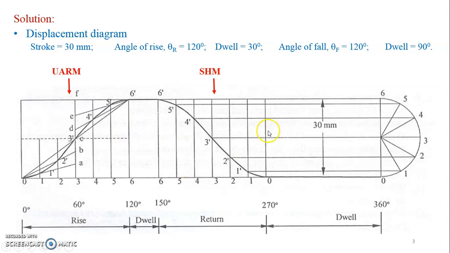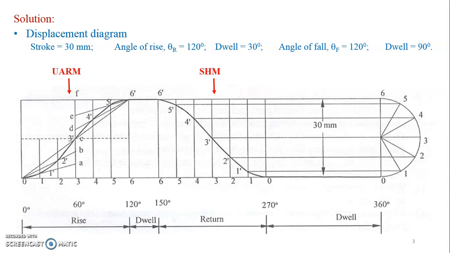Okay, so this is the major type, and most of the problems will usually be asked like this, where the angle of rise is one motion of follower, and the angle of fall will be another type of motion of follower. In this case, the angle of rise will follow uniform acceleration retardation motion. Hence, I have to identify the 1 dash, 2 dash, 3 dash, 4 dash, 5 dash, 6 dash in the UARM fashion, and the angle of fall, which is simple harmonic motion, will follow by drawing the semicircle.